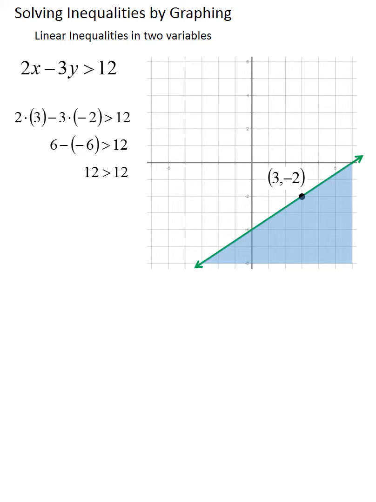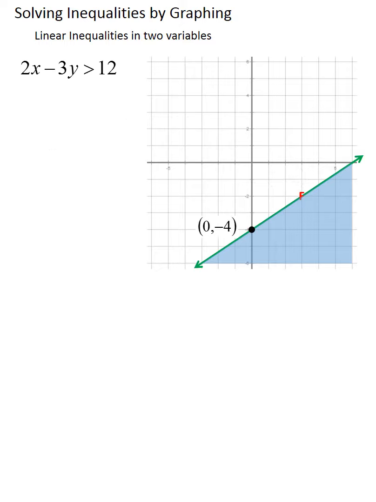12 greater than 12 is false. A number can't be greater than itself. So in this particular instance, that is a false point. Let's examine another point on the line. Once again, 0, -4. Plugging in 0, -4 and doing the algebra produces the same false result. It turns out, with this strict inequality that we've now changed the problem to, all the points on the line will make the inequality false.